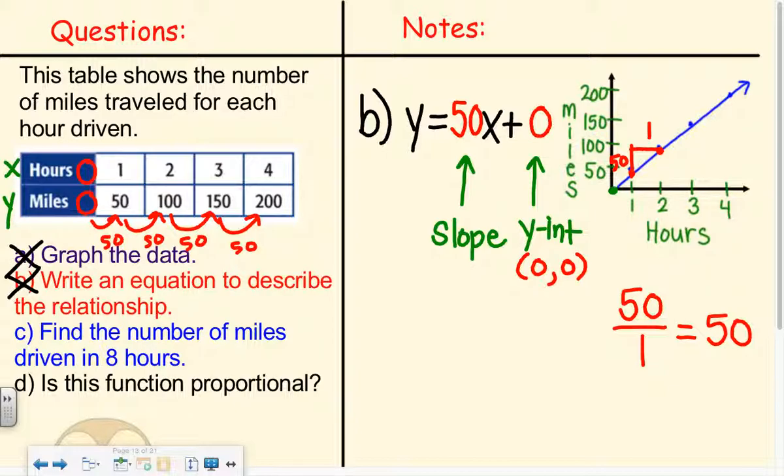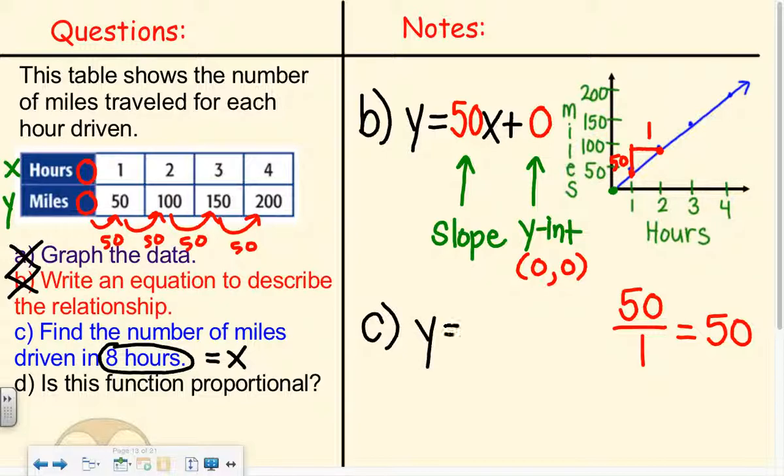Now let's find the number of miles driven in 8 hours. So keep in mind my hours is my x value. So that means that I'm going to need to plug in 8 for x, because 8 hours is my x value. Hours are my x value.